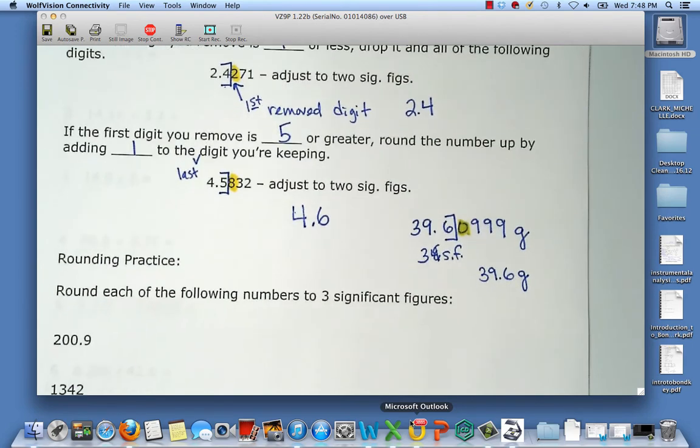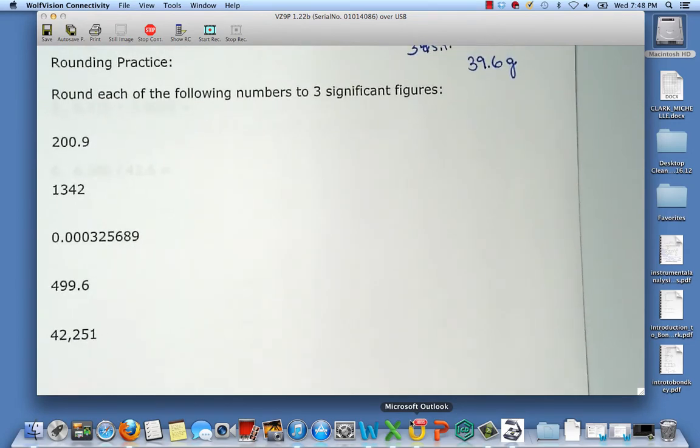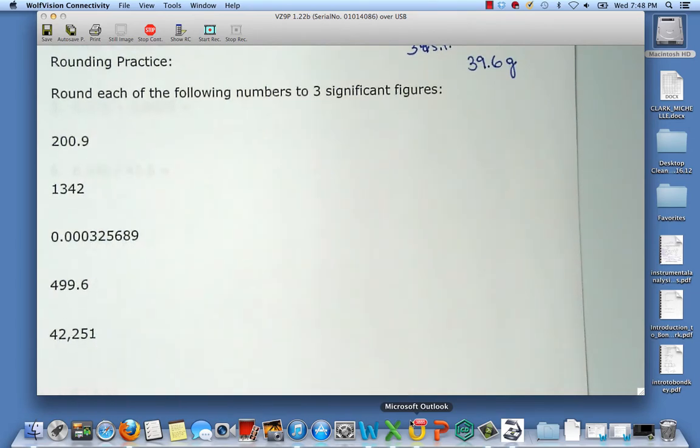All right, so I want you to work on these. Round each of the following numbers to 3 significant figures. So go ahead and do those.